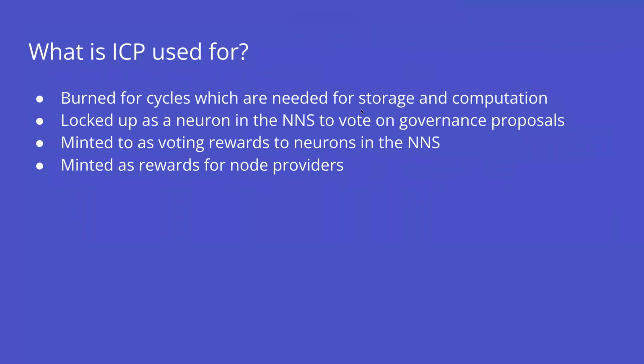What makes the ledger special is, of course, what it's used for. You need to burn ICP to get cycles for your canisters, which are needed for storage and computation. You can lock ICP up in a neuron in the NNS to vote on governance proposals for the IC. It is minted as voting rewards to neurons in the NNS, and it is also minted as rewards for node providers.